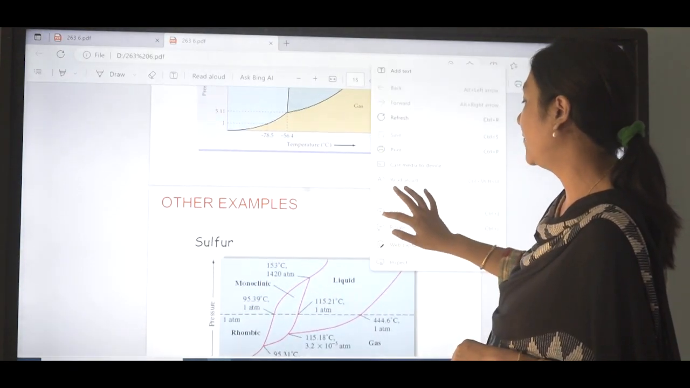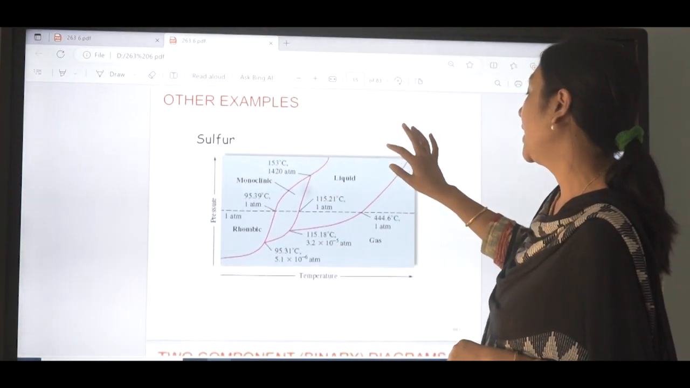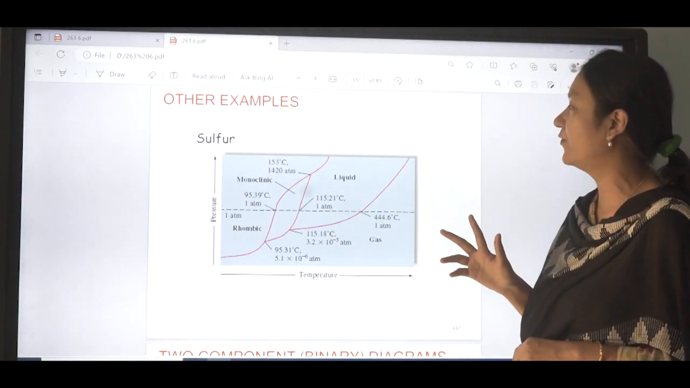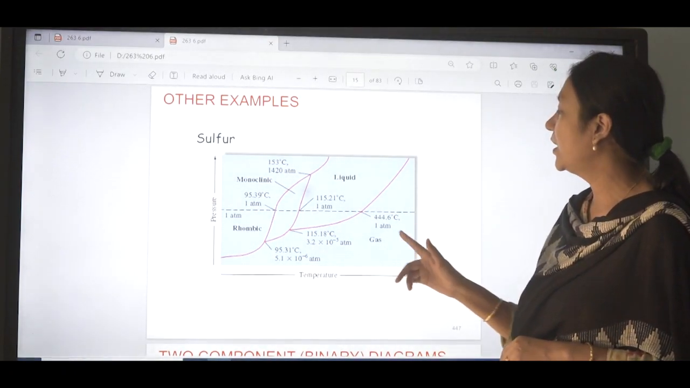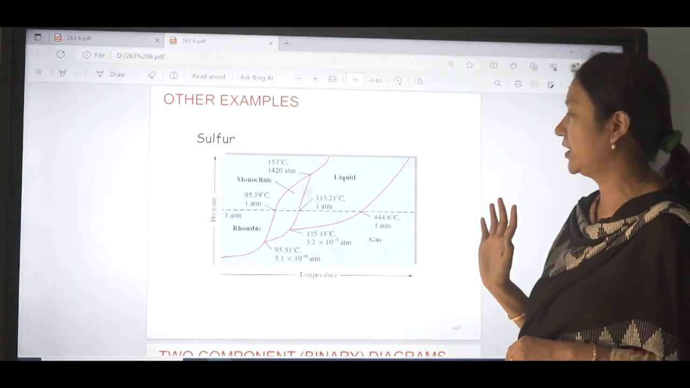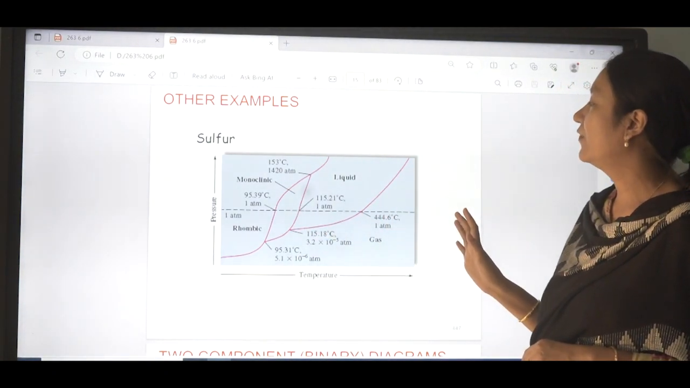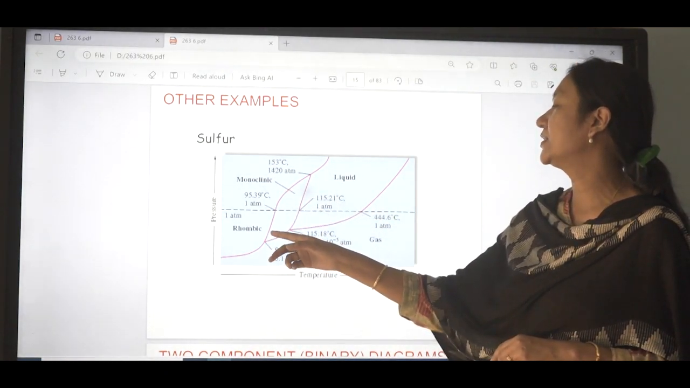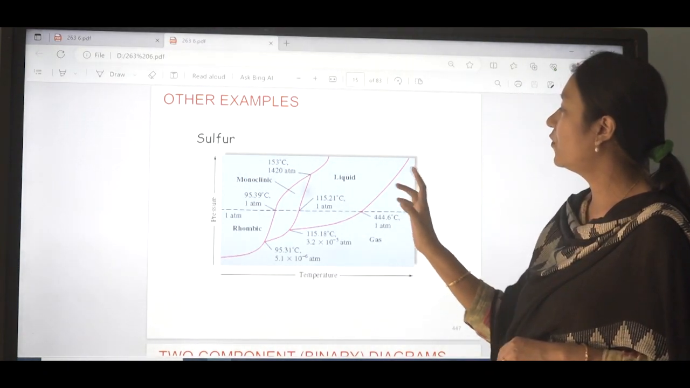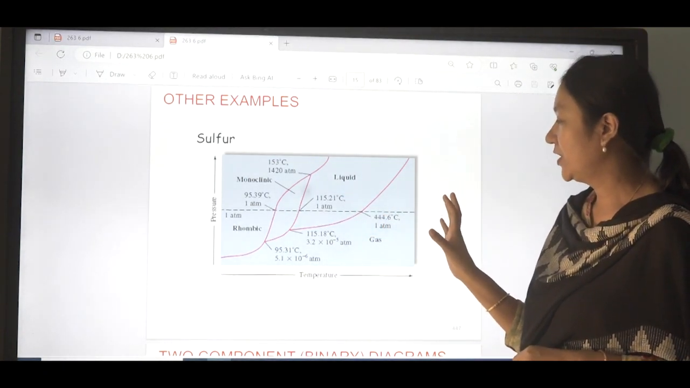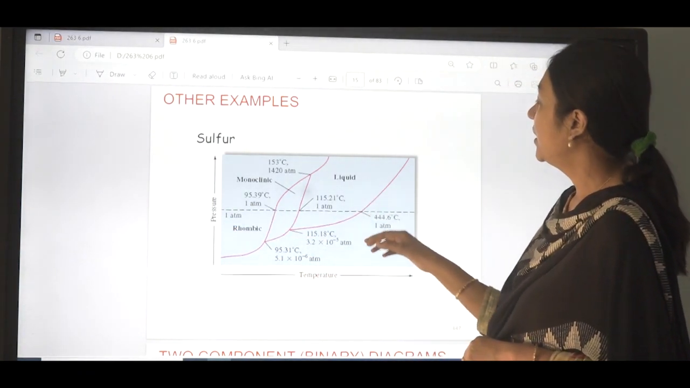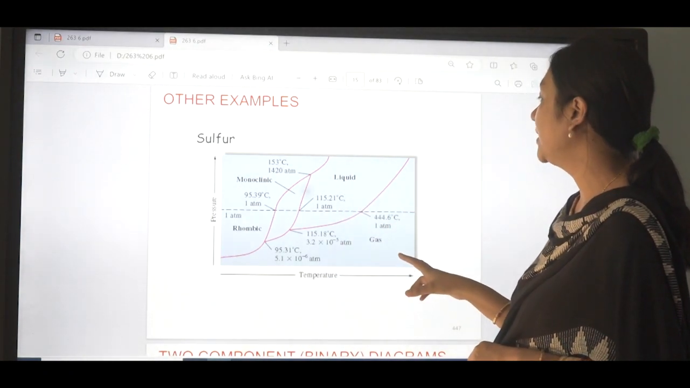Other examples are sulfur. Sulfur is also a one component system. Sulfur has allotropic forms: rhombic sulfur, monoclinic sulfur, liquid sulfur, and gaseous sulfur. Out of the four, monoclinic and rhombic sulfur are solid, the third type is liquid sulfur, and the fourth type is gaseous sulfur. So basically, this is a pressure temperature plot for the different forms of sulfur.